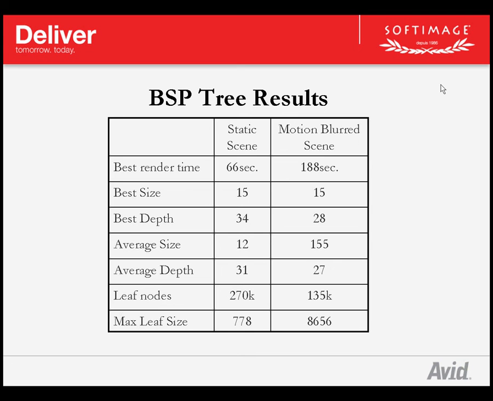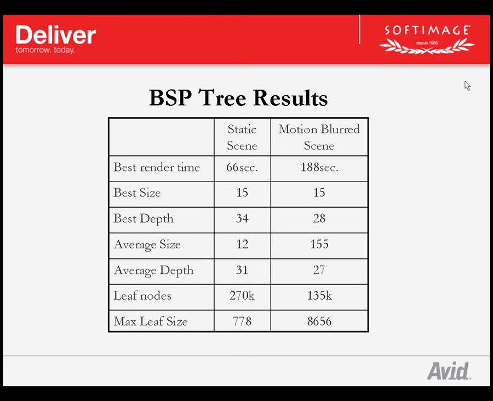Same thing for the average depth. As you can see, the best depth was 34, where the average depth was 31. So it was not reaching the maximum depth, but it was quite close. Where the average depth for motion blur was 27, the actual max depth was 28. So you could see that it was pushing the BSP tree to its maximum. You can clearly see here that adding more BSP tree depth for the motion blur scene is needed in this case.